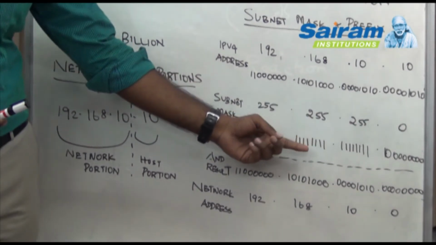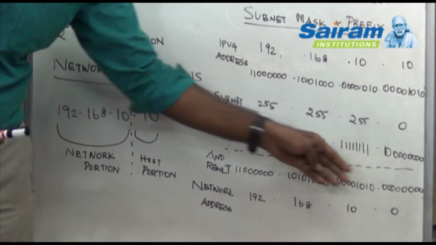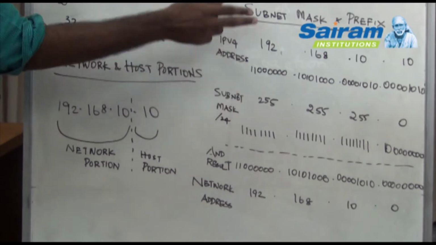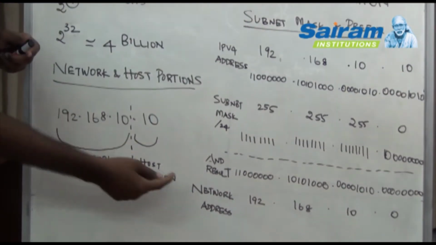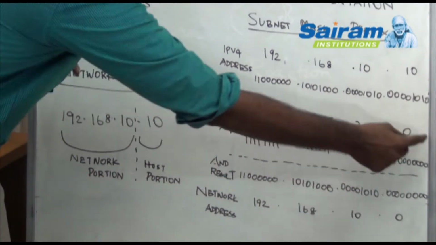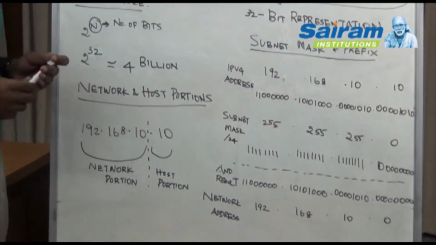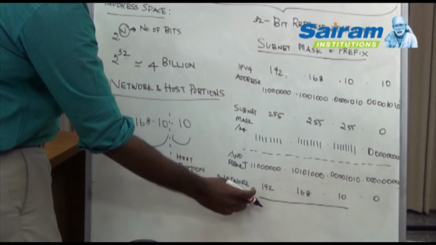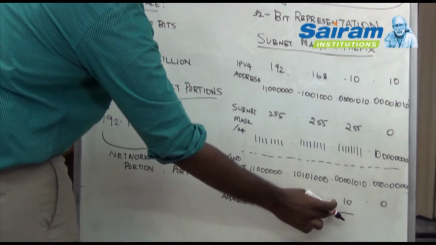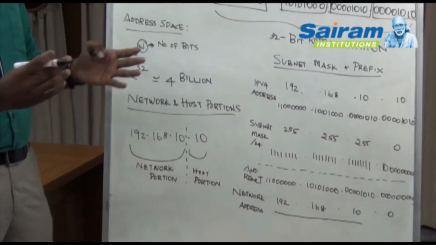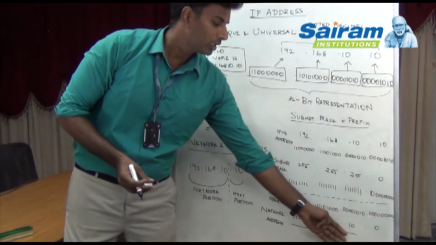Similarly, 255 is all ones, but the last part, 0, is all zeros. If I have the AND operation, which will AND these 2 numbers correspondingly, you will get 192, 168, 10, and since this is 0, you will get a 0 here. So the first 3 parts correspond to the network portion, which is 192, 168, 10, and the last part corresponds to your 0. The network address is now 192.168.10.0.